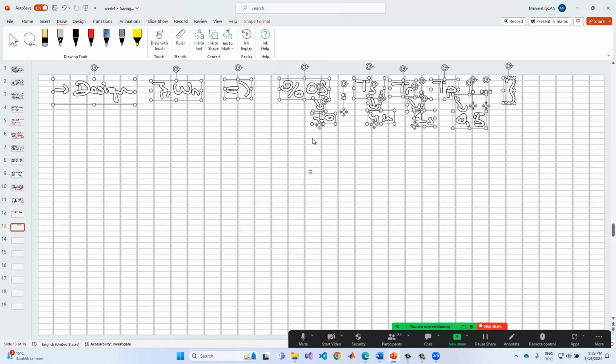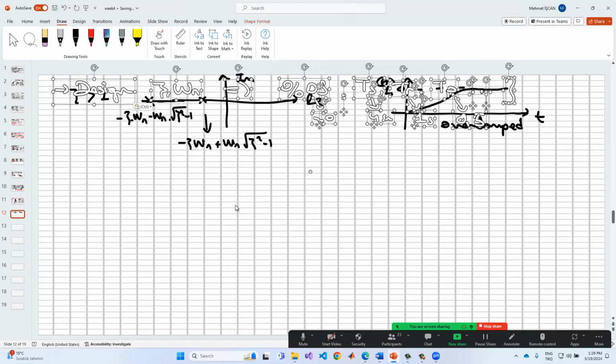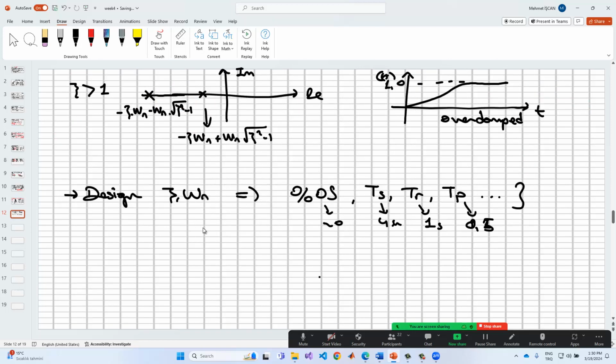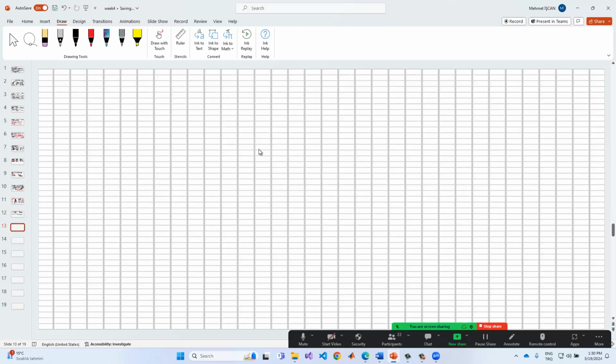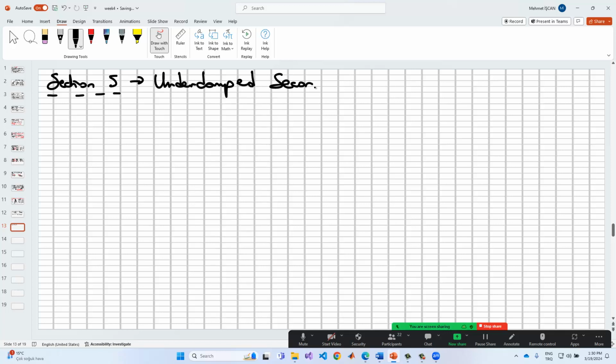Okay, because if we are using these specifications, then we can design our system based on this information. But how? Firstly, we should write another topic of our lesson: the underdamped second order system. How can we design our zeta and omega? These basically determine the poles and zeros in our system. So if I choose the proper values of zeta and omega, we can design our desired time response for a given system.